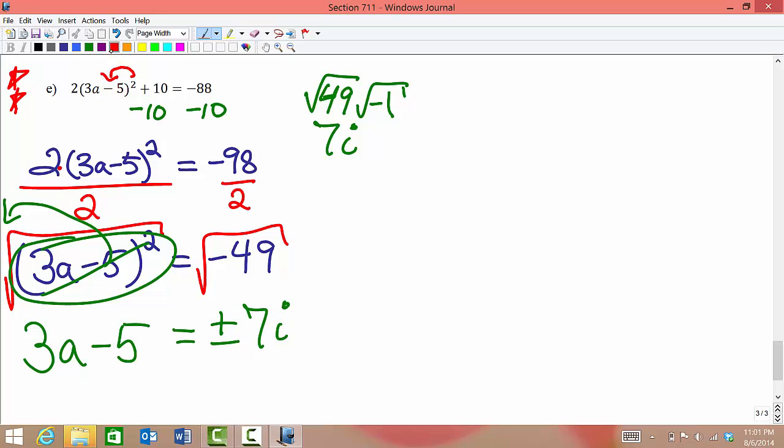Now the question is, do we need to separate this into 2 separate equations? And in this case, the answer is no. When I go to add 5 to both sides, we want to see, are these going to be actually like terms? Because of the fact that the i is there, the 7i, that is not going to be a like term to the 5. So I do not have to worry about separating them because I am not going to try to combine them anyways.